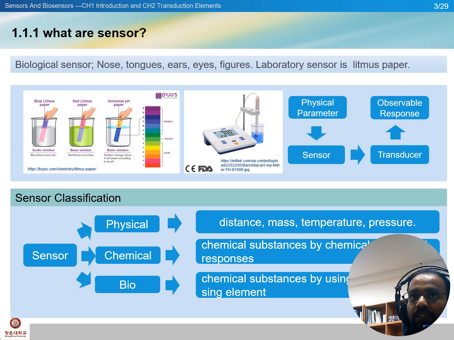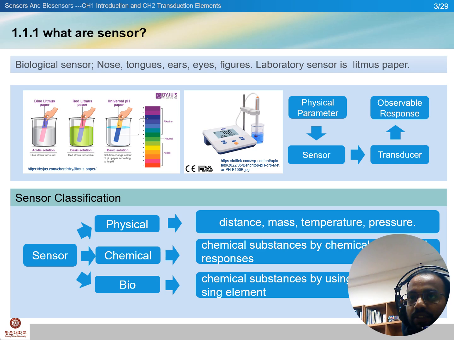When we dip the litmus paper in acidic solution, it changes to pink, while in alkaline solution it changes to blue. So likewise, we have different sensors for physical parameters, and then we have the sensor, then the transducer and the observed response.